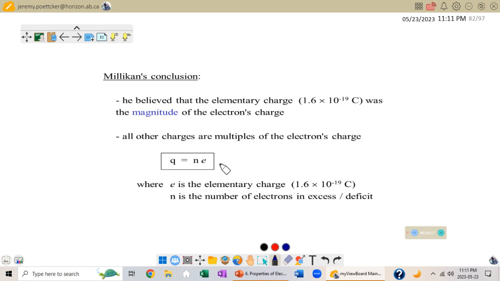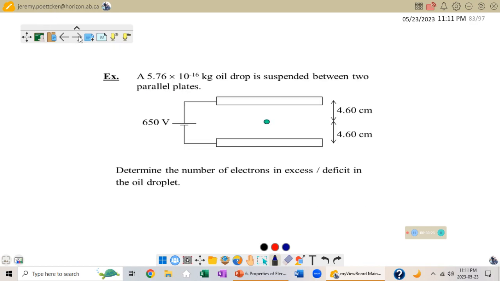Q is equal to N times E, where E is the elementary charge, N is the number of electrons in excess or deficit. So we've got this, right? There's our mass of our oil drop. It's tiny, 10 to the negative 16. But if you compare that to the mass of an electron, which we've now determined is 9.11 times 10 to the negative 31, this is significantly more massive than the electron. Right, suspended in between there. Lovely. Let's determine the number of electrons in excess or deficit on our oil droplets.